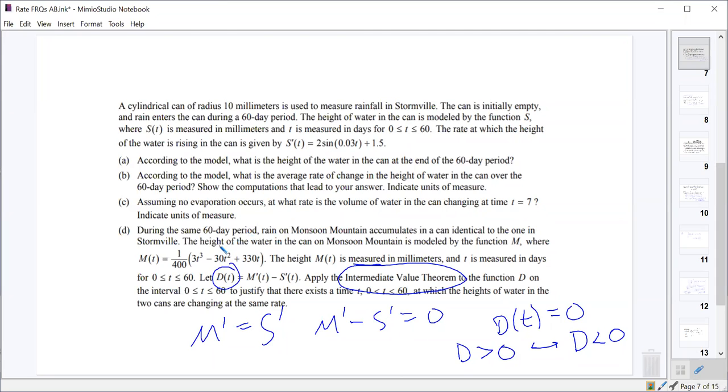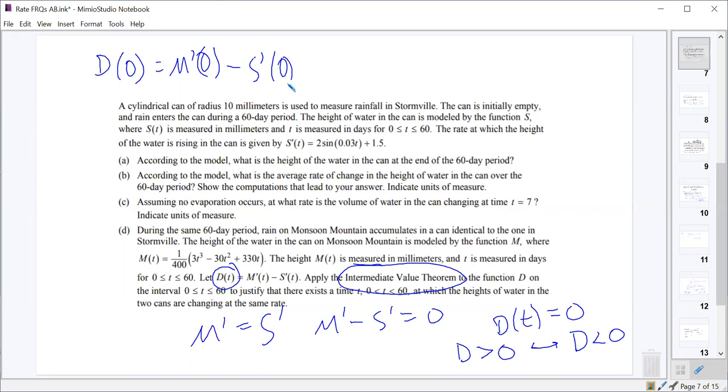And so all we've got to do then is see if we can find a place where d is greater than 0 and find a place where d is less than 0. And generally, when you put problems like this on the AP test, you just want to check the endpoints, and it should show that at one of the endpoints it's positive and at the other endpoint it's negative. So we will look at d of 0, and d of 0 is m prime of 0 minus s prime of 0. And we should be able to figure out what that is pretty easily, right?